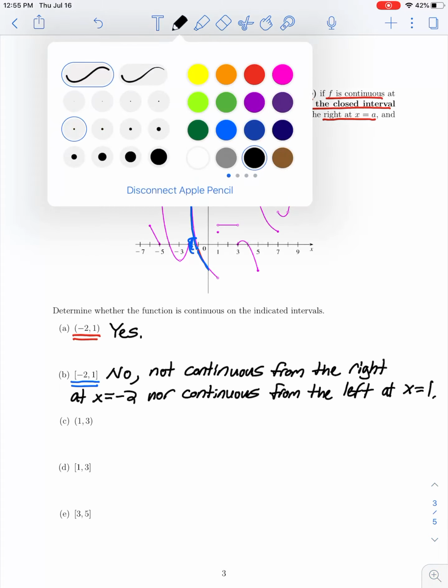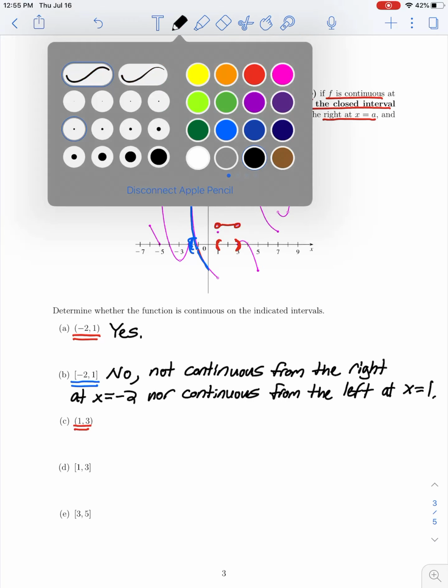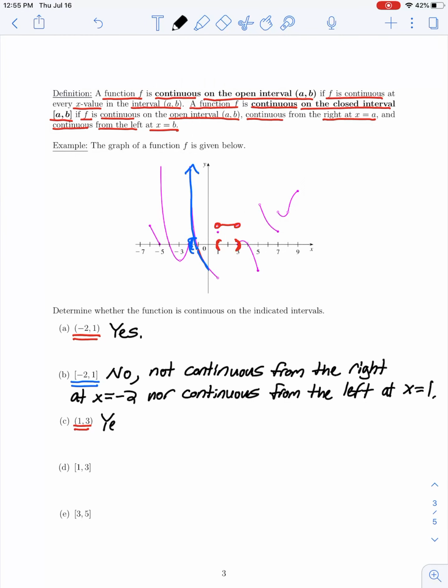So here on the open interval from x equals 1 to 3, we can see that our function does appear to be continuous. We just have holes or jumps at the endpoints. But for an open interval, we're not including those two endpoints. So here we could say, yes, we do have continuity over that open interval.